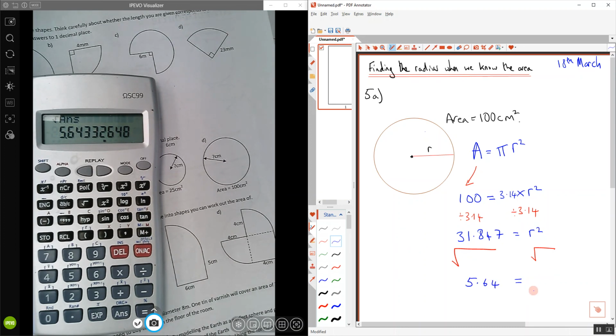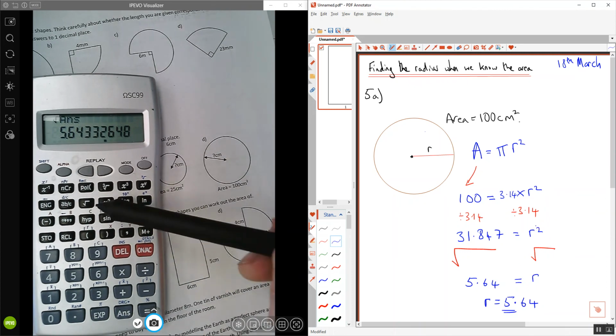What's on the right-hand side then? If I'm square rooting it, what do I get? Just r. Good. So r equals, the radius is 5.64. So it's just like we're working backwards, okay? The important thing to remember is the opposite of squaring something is, say it, square rooting. Yep, opposite of squaring is square rooting.